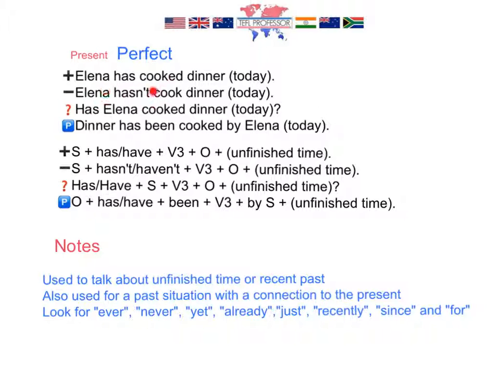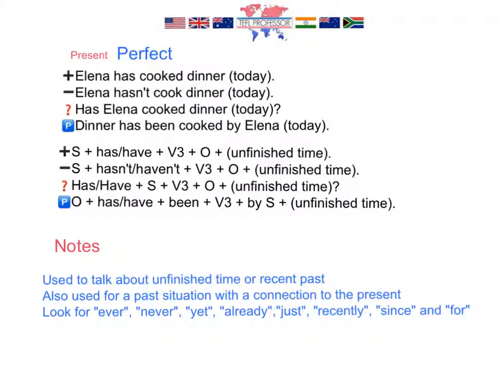We have Elena has cooked dinner today. Of course, for he, she, or it, it is has. For I, you, or they, it is have. So that's going to change with each sentence, either has or have. Same thing with hasn't, haven't, and then in the question form as well. Elena hasn't cooked dinner today. Has Elena cooked dinner today? Dinner has been cooked by Elena today.